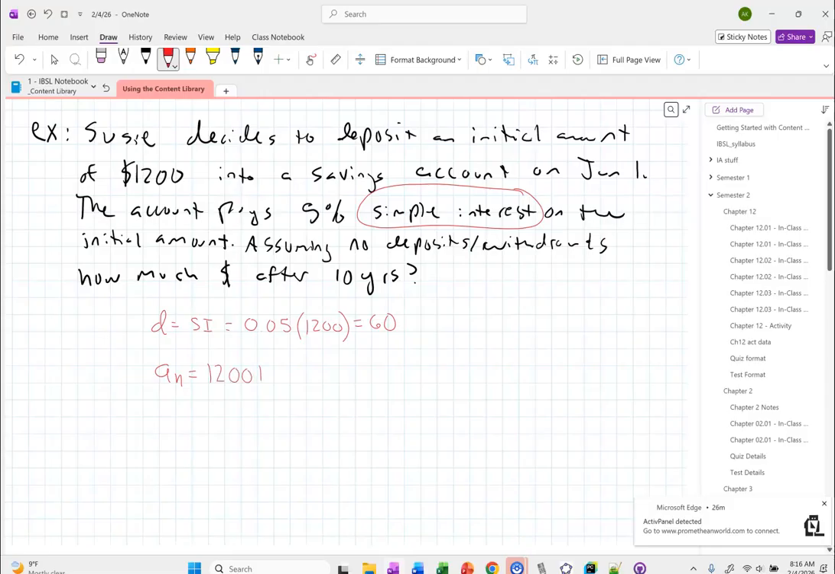So at year 0, we should have $1,200, and then each year subsequent to that, we should add in $60. So if I want to know the value of the account in 10 years, it's a really disappointing $1,800. The compound interest version of this would be quite a bit more.